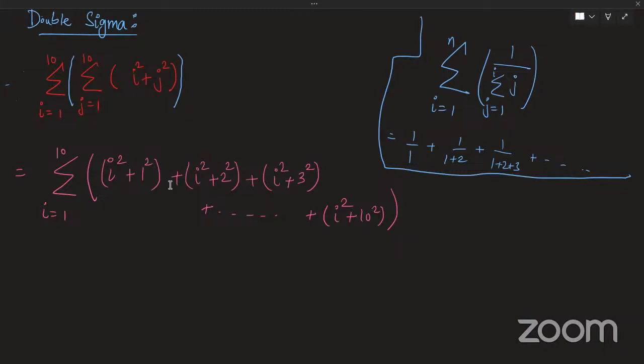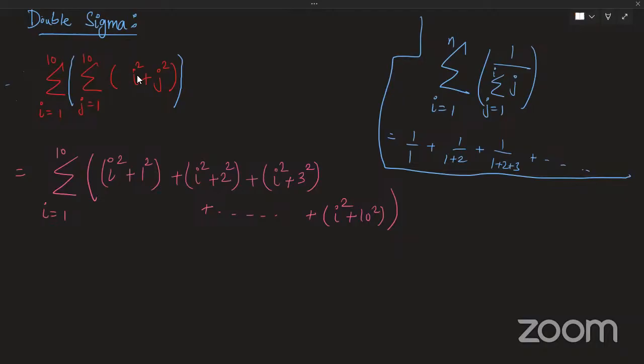Did you understand how we got from this to this? Yes, sir. What are we doing here? We are expanding the inner sigma. So how do we expand the inner sigma? When we expand our inner sigma, what is the variable of our inner summation? What is it? J. So when we are adding with respect to J, our I will remain constant. It will remain as it is, right?